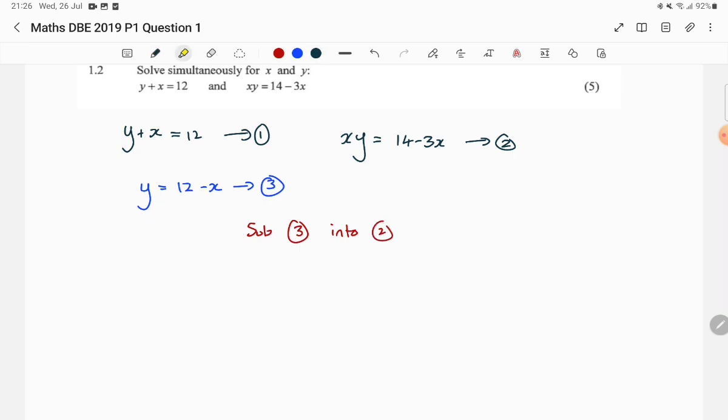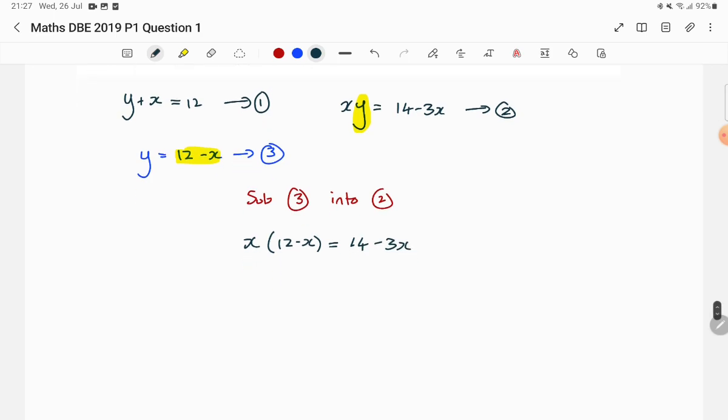So wherever we see y, let's just highlight this part here. So 12 minus x, we'll just sub that in wherever we see y, just to make our life easier, because what that will do is it will allow us to only have x's in our equation. Then we can solve for x much more easily. So here x into 12 minus x is equal to 14 minus 3x. Then foiling this out, we get 12x minus x squared is equal to 14 minus 3x.